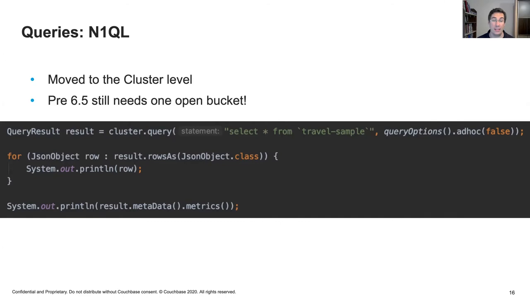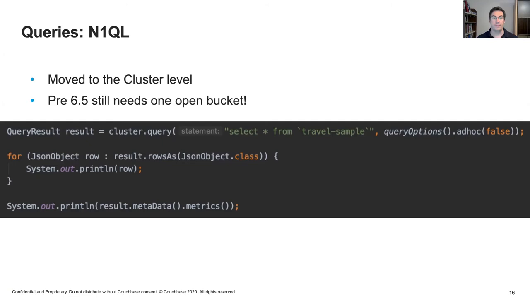Very important, if you run a cluster that is older than 6.5, you still need to open at least one bucket. The reason is that Couchbase Server 6.5 introduced the capability for the SDKs to grab a configuration from the cluster that is not scoped to a bucket. So keep in mind, if you're on 6.5 and later, you can use cluster level queries directly. If you are pre-6.5, make sure you open one bucket. But the SDK will fail with an exception saying you're using an older server, please open at least one bucket, so it will nudge you in the right direction if you forget.